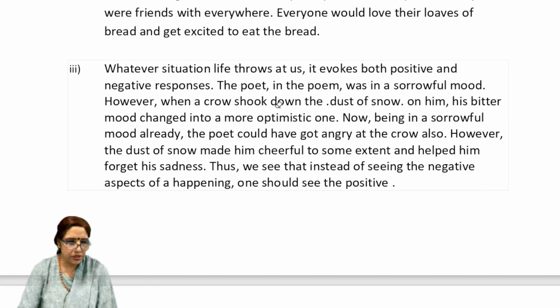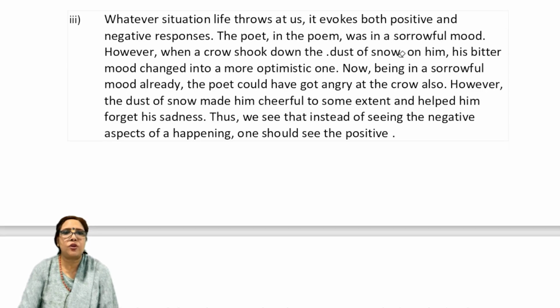Right? Now, the third part: it is an attitude towards a situation that makes it positive or negative. Do you agree with it? And the chapter they are asking you to connect is Dust of Snow. So, naturally, the poet in the poem was in a sorrowful mood, but the falling of the dust of snow on him changes his bitter mood into a more optimistic one. And this is the theme of the poetry. At times, small insignificant incidents in life make us change our mood from negative to positive. So I hope everyone has done justice to the question by writing these value points.